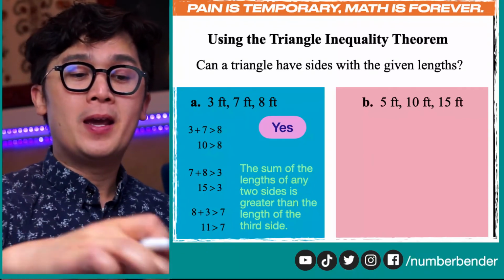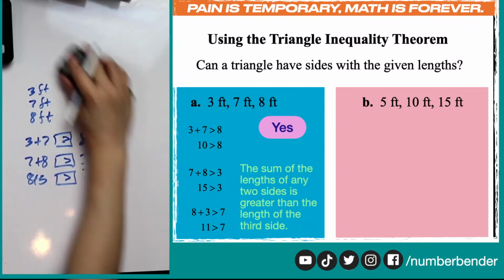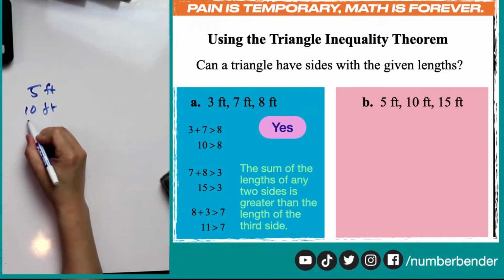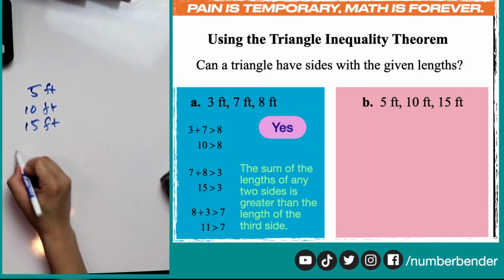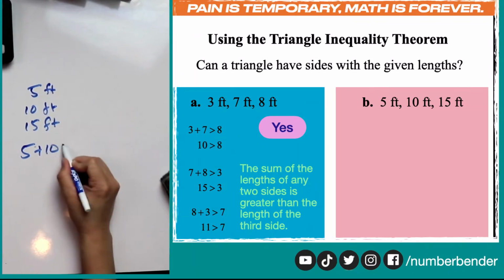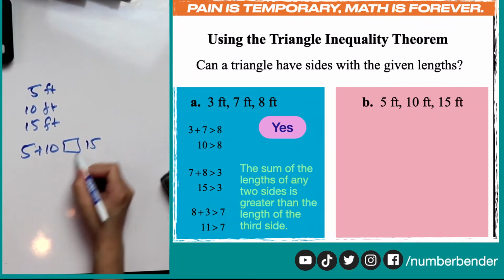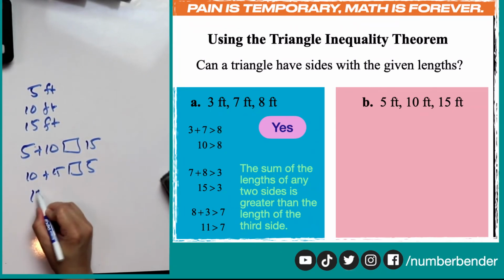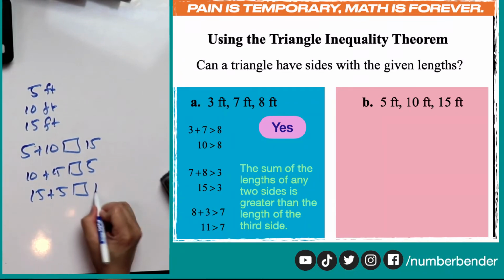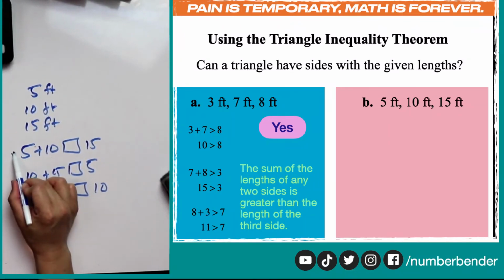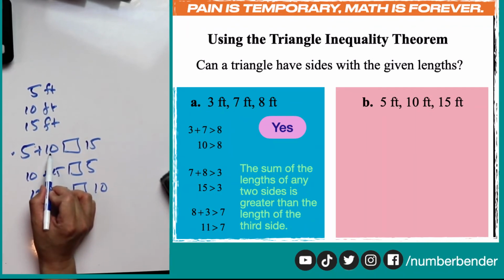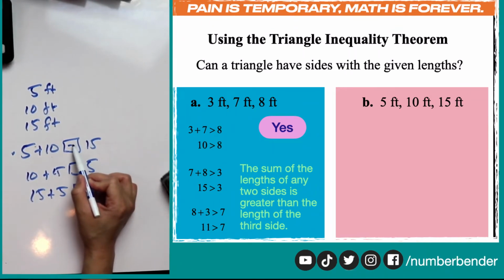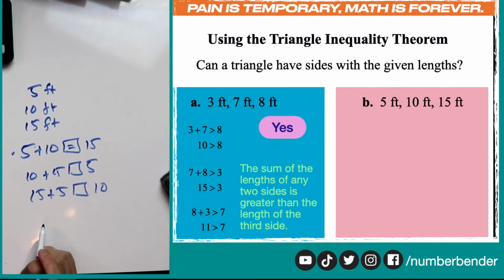So for the next one, if we use the same technique, we'll have 5 feet, 10 feet, 15 feet. So if we add 5 plus 10, is it going to be greater than 15? If it's 10 plus 15, is it greater than 5? If it's 15 plus 5, is it greater than 10? And by using the first option, 5 plus 10 is equal to 15. And this is already not greater than 15 because they are the same.